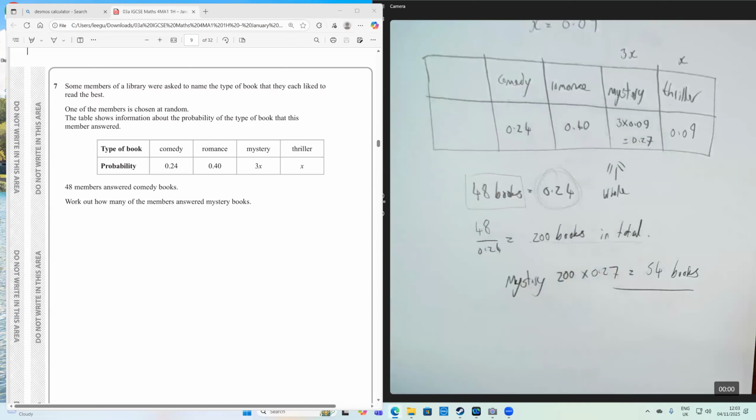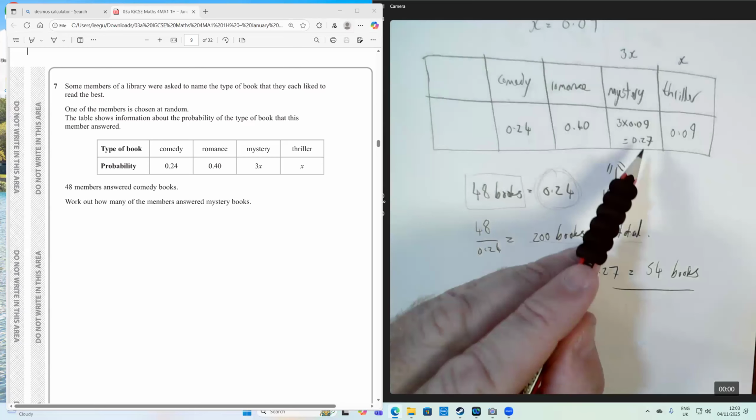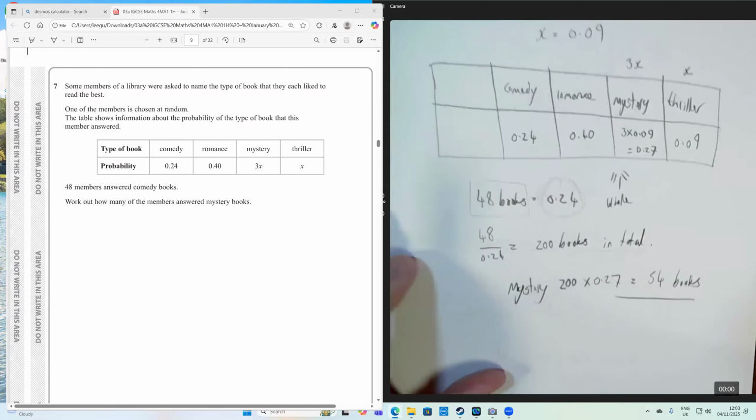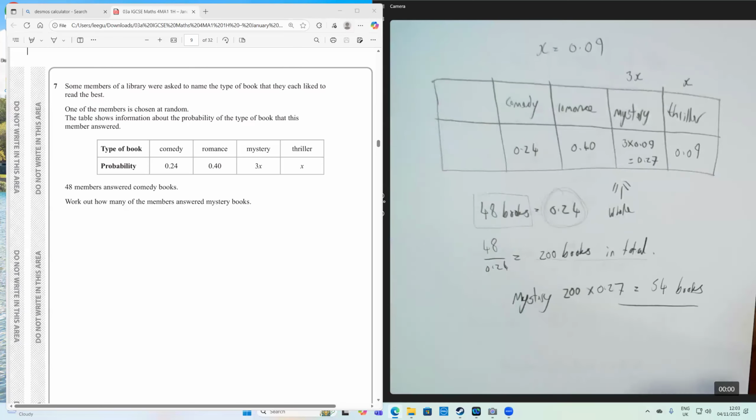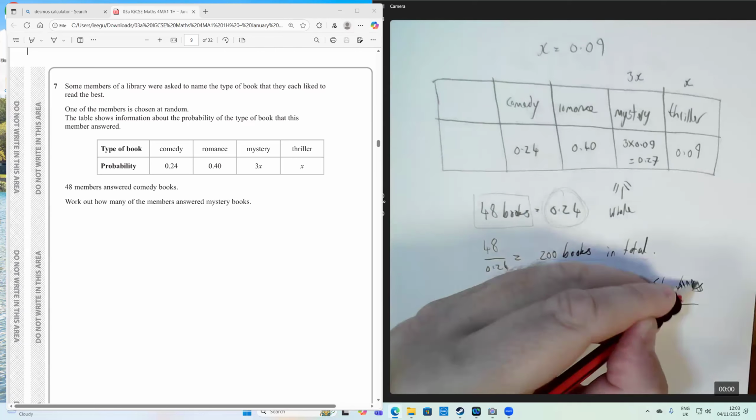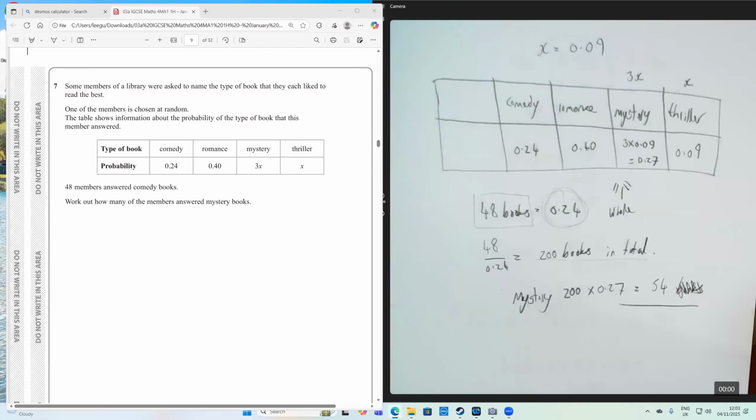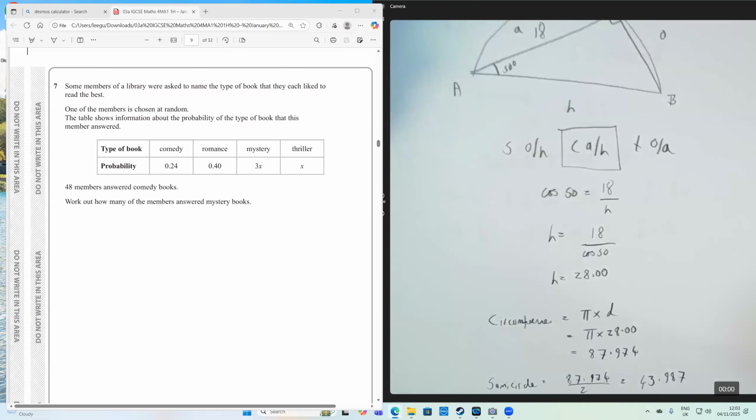So if there were 200 in total, then the number of people who like mystery is going to be 200 times the probability for mystery. So 200 times 0.27. That is how many of the members, it's not 54 books, it's 54 members. So 54 of the members most liked mystery books. So that is how we would do question 7.